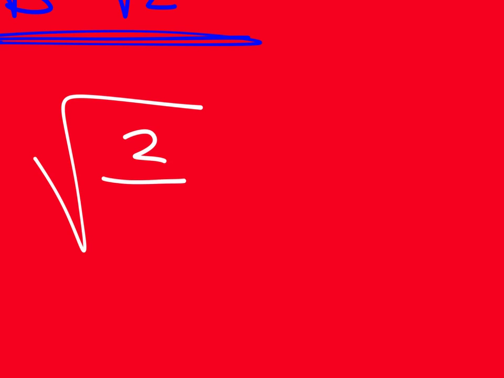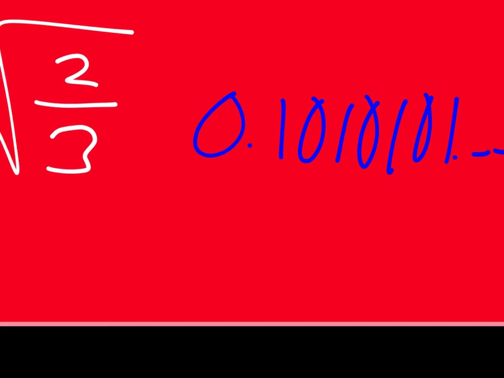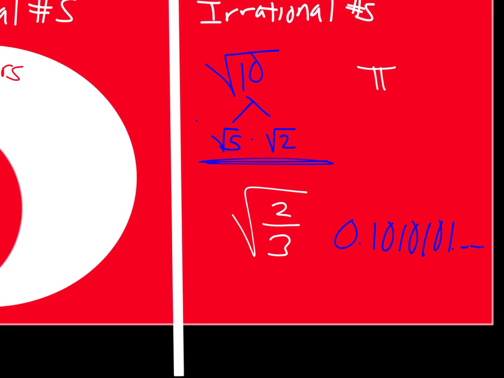Okay. If you have the square root of 2 over 3, guess what? There is no square root of 2 over 3. Therefore, you don't have a rational number. This is therefore irrational. Okay. And another example would be if we have 0.1010101, and it keeps going on and on and on. That's irrational, okay? So you got that.